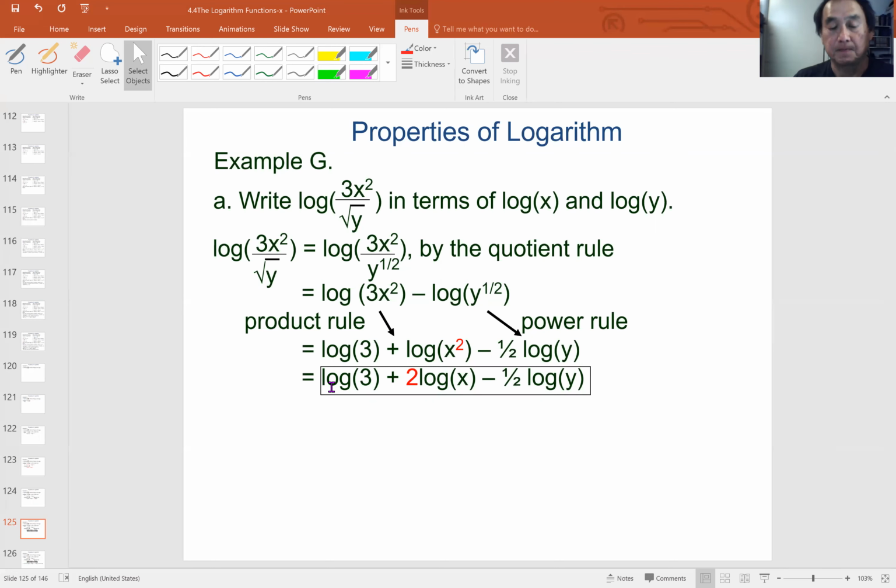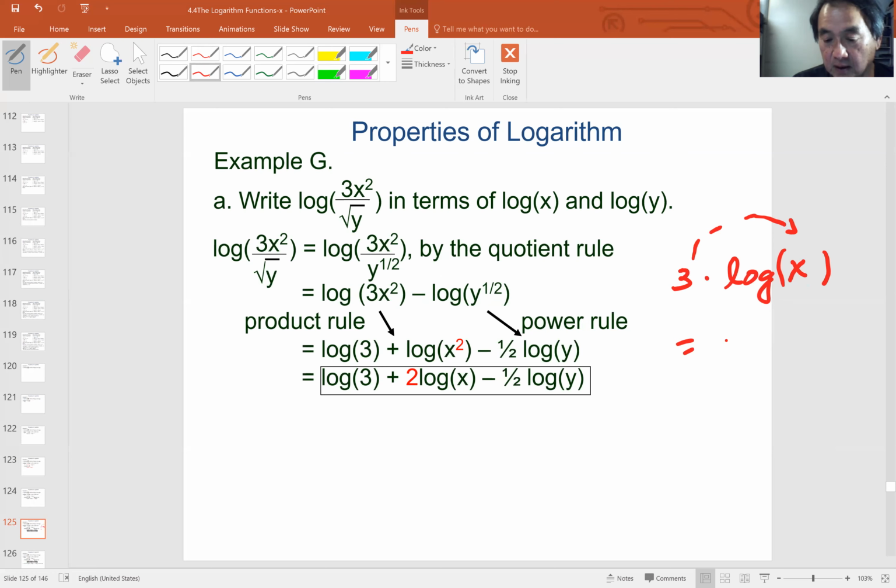Now I can put everything together. For instance, 3 times log of x. This 3 I can interpret as the same as log of x to the 3rd power. That's what we mean by this: the exponent can go in the argument as a power, or as a multiple constant outside.